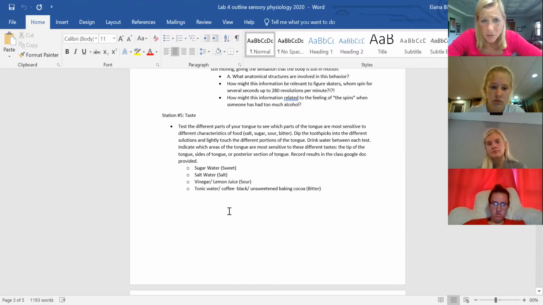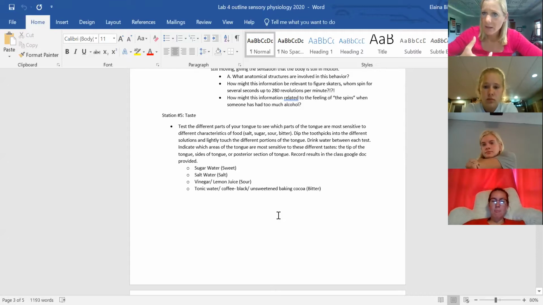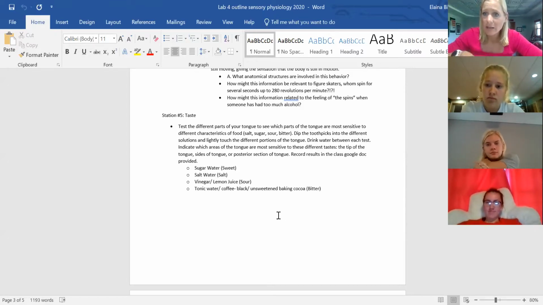For bitter, you can use tonic water. Again, that's not something that I keep at my house, but I think it's the most bitter thing. You can use black coffee, so no creamer, no sugar. Or you can use unsweetened baking cocoa. It comes in a powdered container, so you can use that as well.